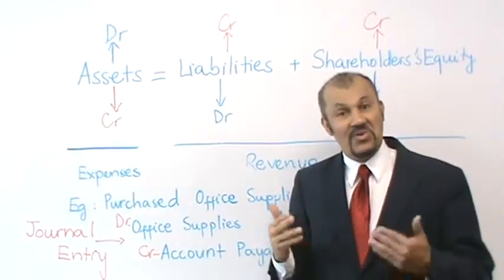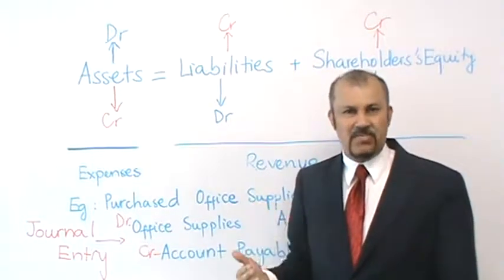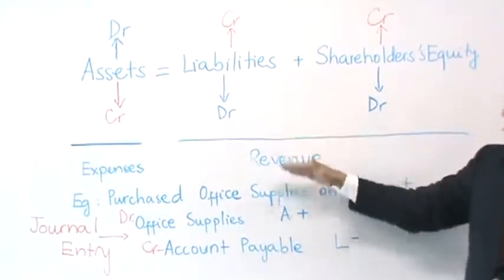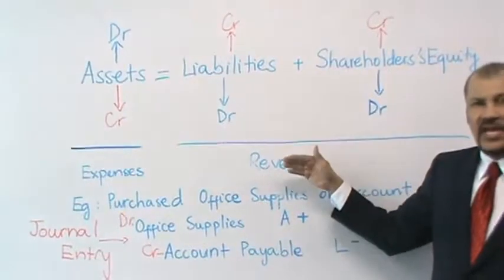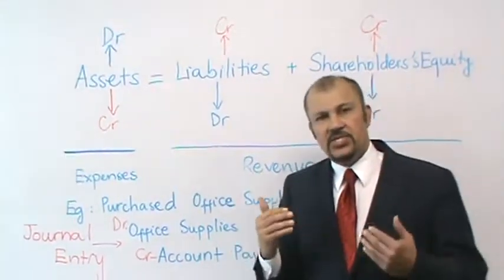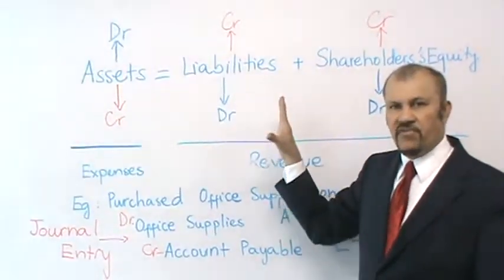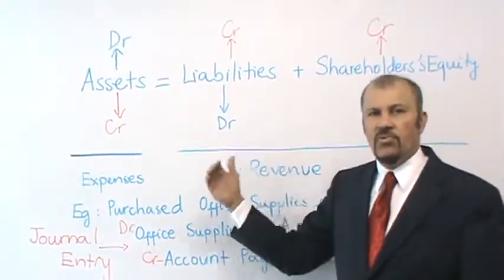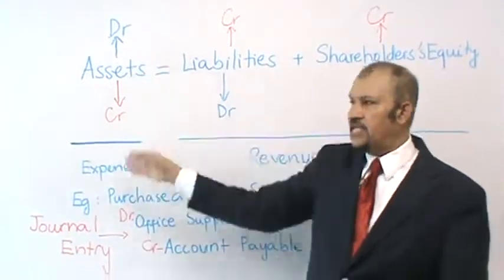Well, we're not done yet. We're not done yet because, guess what? There's still two more families to talk about, revenues and expenses. Okay, so with revenues, I have written the word revenues here on this side. That is to show you that the rules for revenues are the same as the rules for liabilities and equity. That's the purpose of writing the revenues on this side. And conversely, the rules for expenses are the same as assets, so I put it on the asset side.